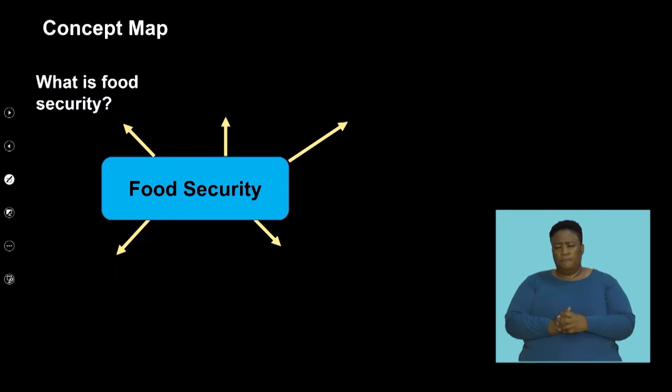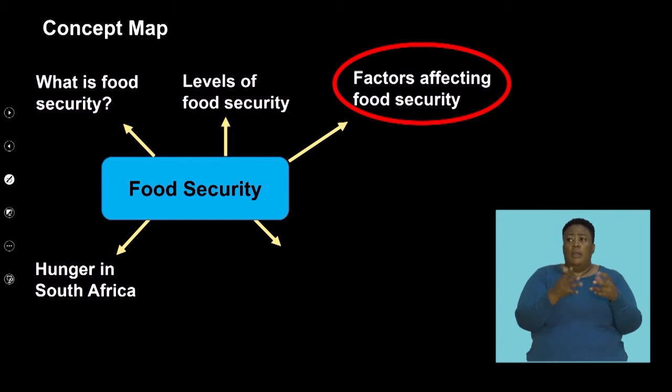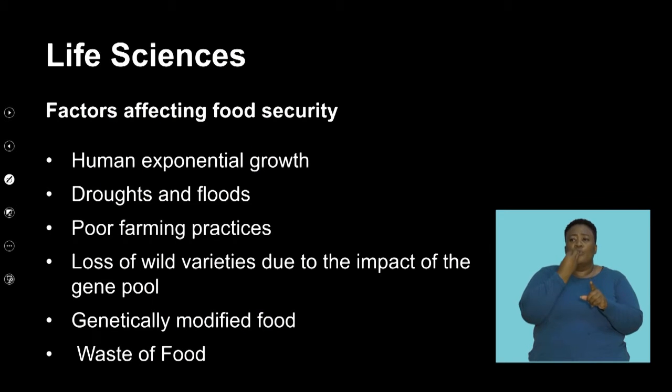Okay, cool. So we're going to unpack more concepts now, and now we're looking at the factors that affect food security. And so when we talk about factors that affect food security, we're going to unpack these, and as we get through this lesson, we're going to try and unpack in the context of South Africa what those are specifically.